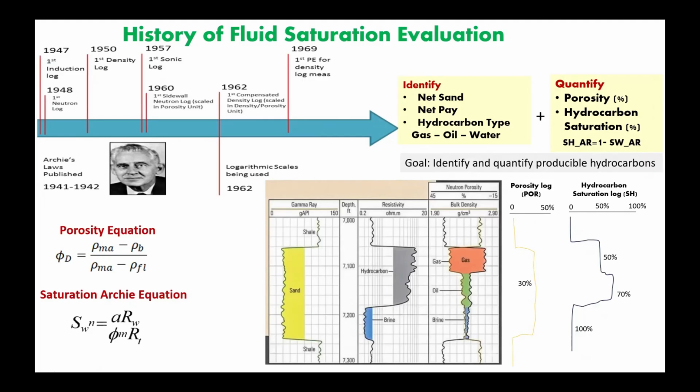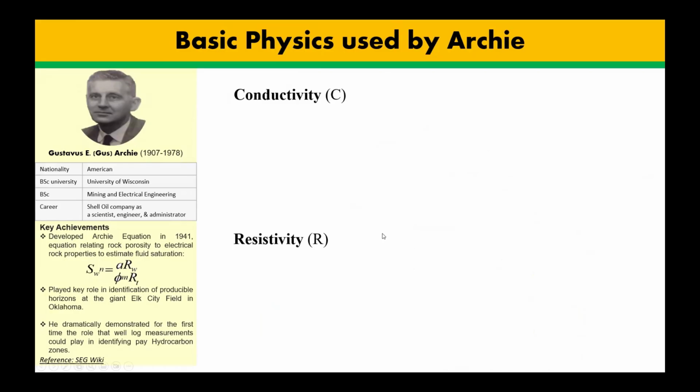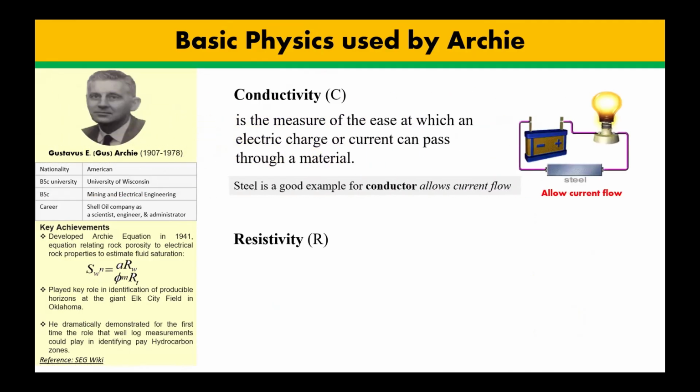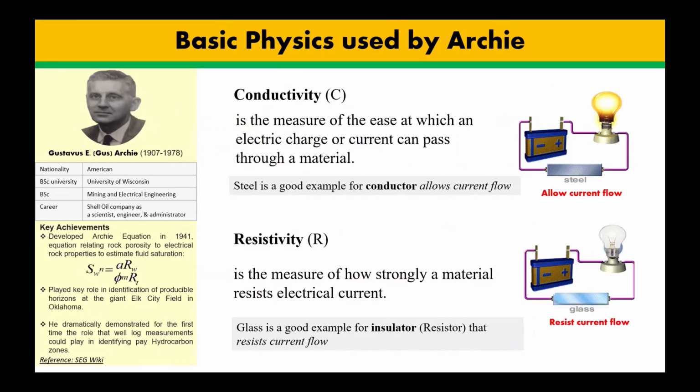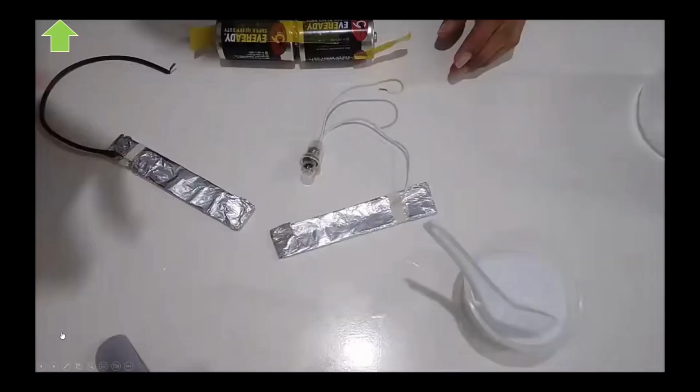Archie used very basic physics that we all know, conductivity and resistivity. The conductivity means how easily the electricity can flow. The resistivity is the opposite, how much the material resists the electricity. I will show you this short video to see how the conductivity works in real life. If you forget this physics, you will remember it from this video.